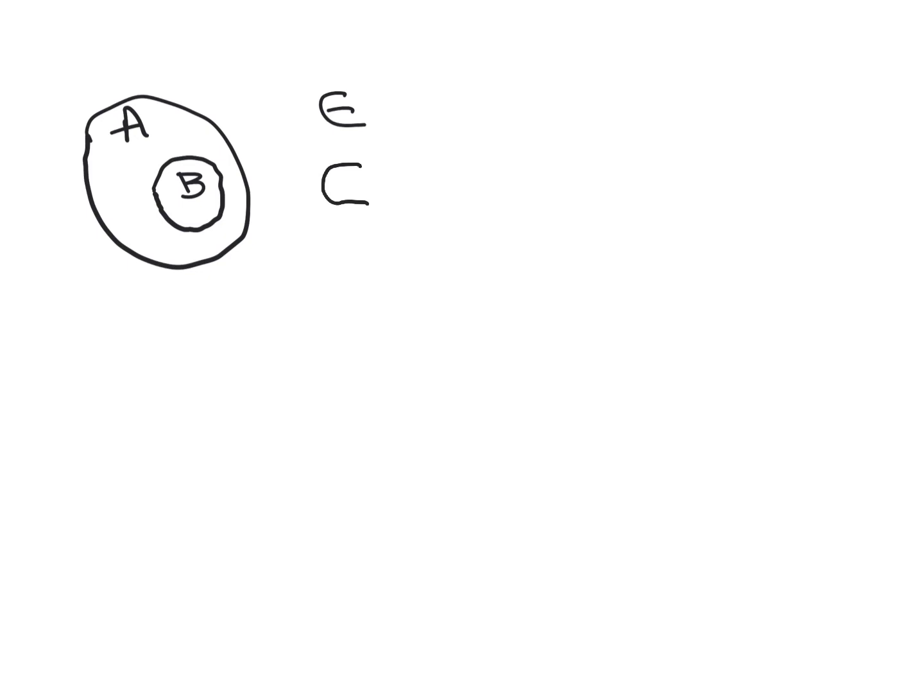So if I want to say that B is a subset of the bigger A, I don't have to draw a picture. I don't have to write it out. I just write B is a subset of A. And that means everything in B is also in the larger set A. It's a part of.